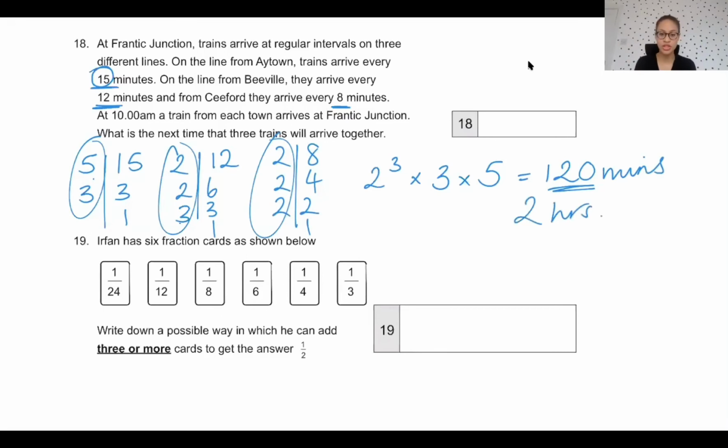Now reread the question, because 2 hours is not our final answer, and you don't want to miss the mark just because you didn't answer it fully. So at 10 a.m. they depart. What is the next time that trains will arrive together? So it's 2 hours later than 10 a.m., which makes it 12 p.m.